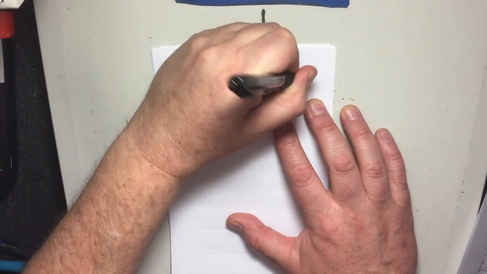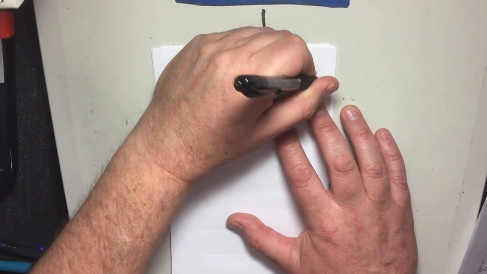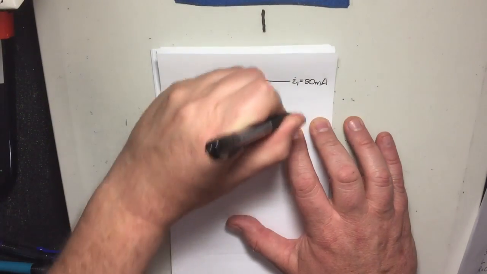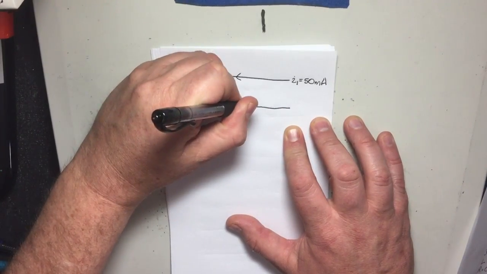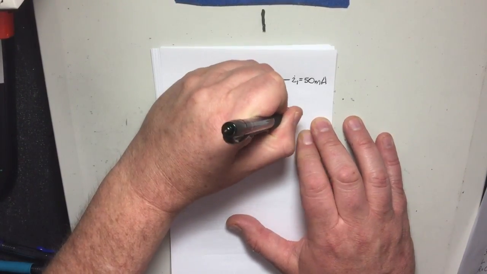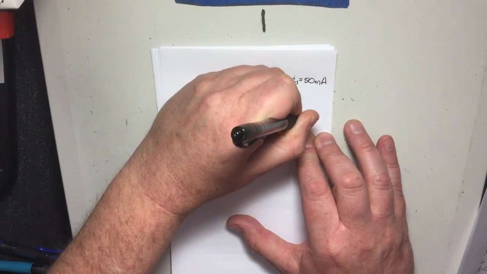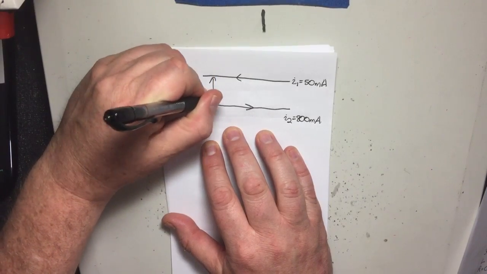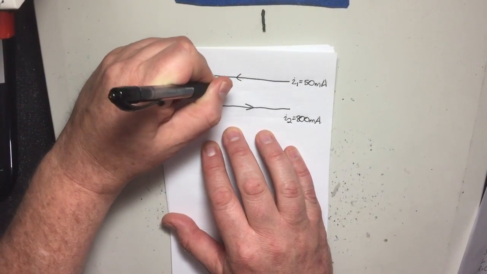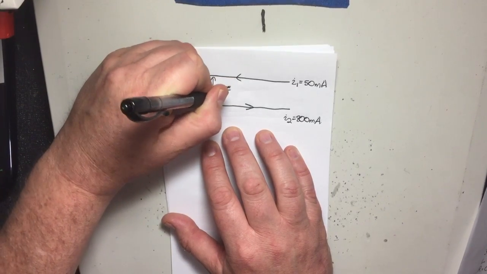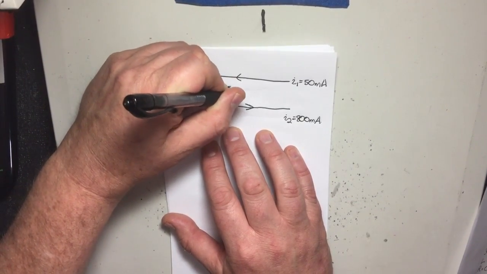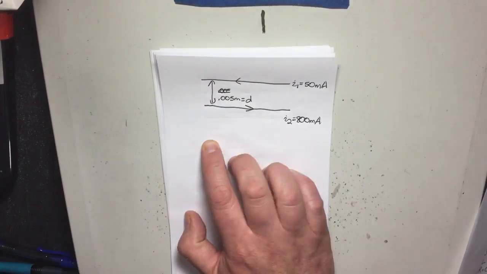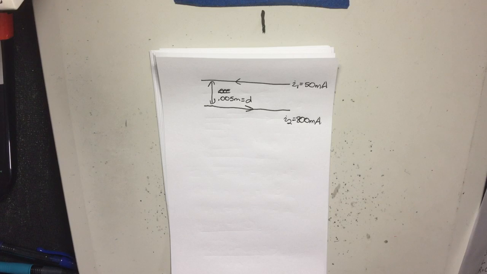I1 is 50 milliamps going from right to left. This one is going from left to right. I2 is way bigger than I1. The distance between these two wires is 0.005 meters. So that's the distance. I want to know where the B field is 0 between these lines.